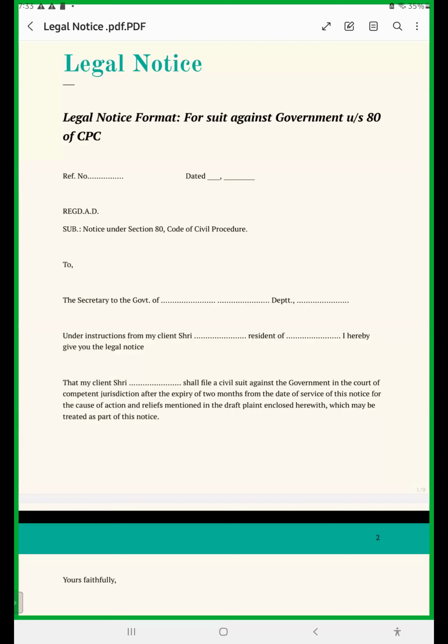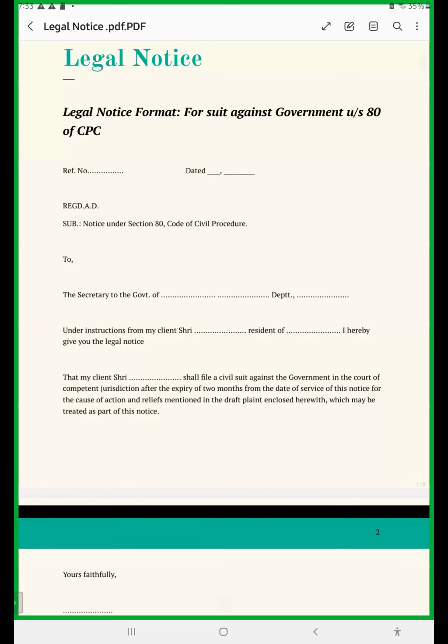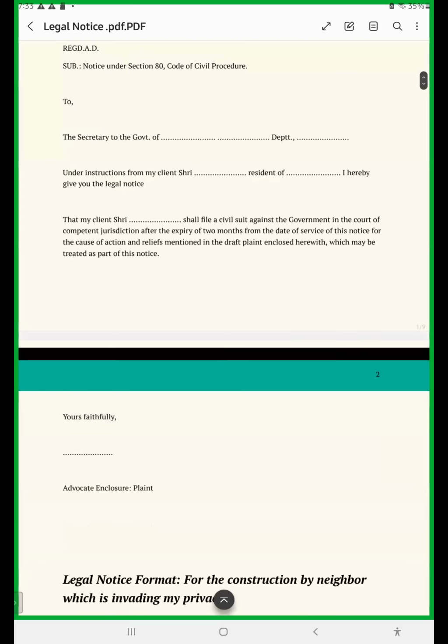Okay. Next is to whom you are writing. The Secretary to the Government, of whichever government area of jurisdiction you need to write, and the department. Okay, under the instruction from my client. Now you are writing as an advocate. So here you are writing through your client. So you are an agent of your client.